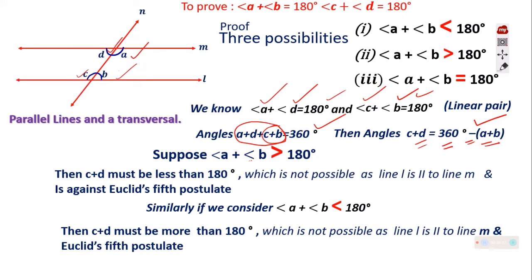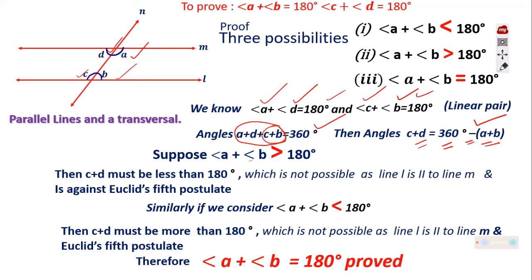Similarly, if you think that angle A plus B is less than 180, then angle C plus D becomes more than 180. That is not possible. Both are not possible. Whether angle A plus angle B is more than 180 or less than 180, both are not possible. Then they must be equal to 180.